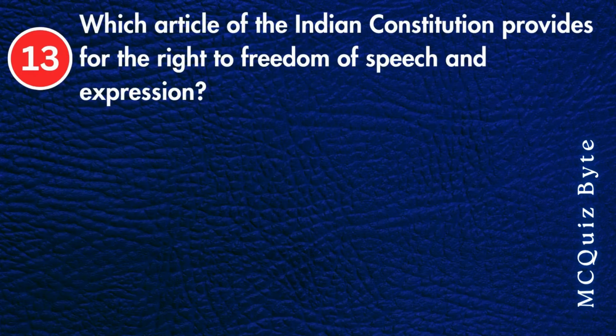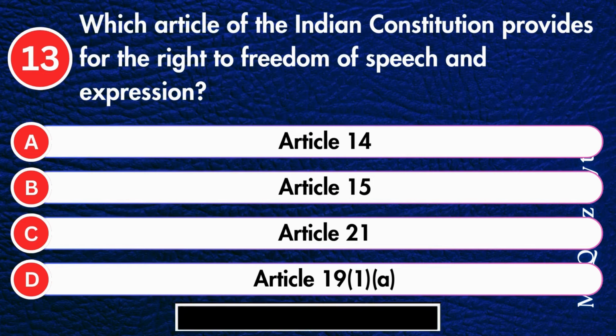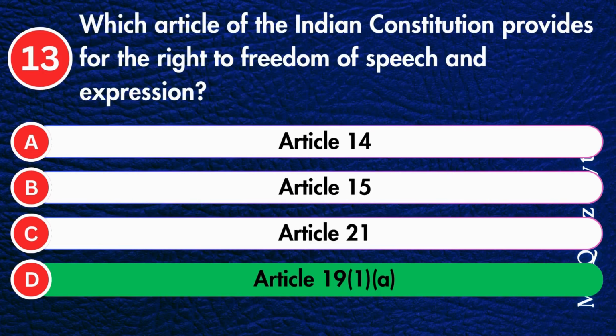Which article of the Indian Constitution provides for the right to freedom of speech and expression? Article 14, Article 15, Article 21, or Article 19(1)(a)? Correct answer is Article 19(1)(a).